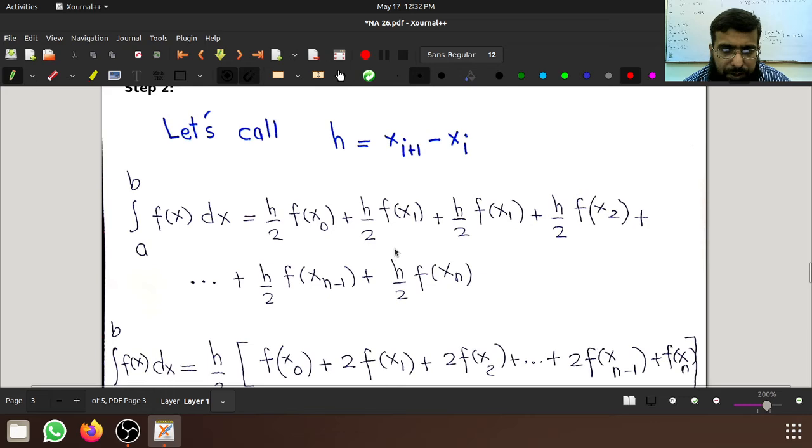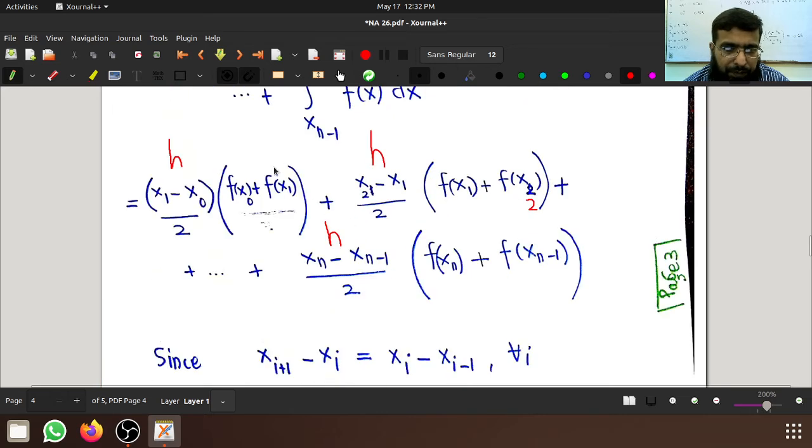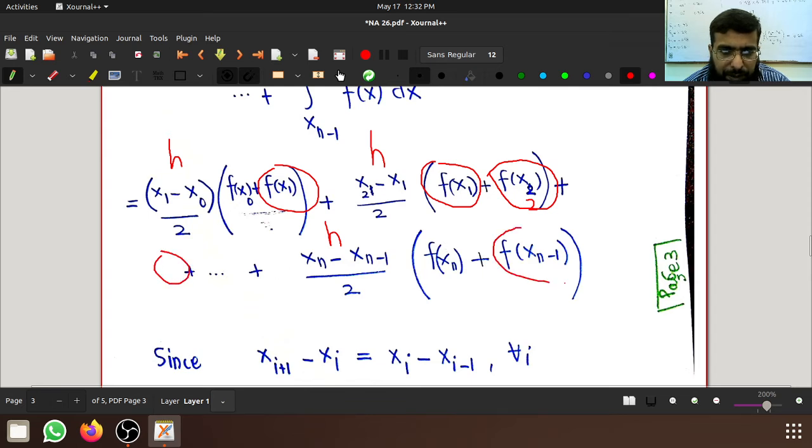But you see, we have an x1 term here, and an x1 term here. Why? Because we have x1 here as well as we have x1 here. So we have two terms of x1. Similarly, we have an x2 term here, and we will have an x2 term here. We have an xn minus 1 term here, and we will have an xn minus 1 term just before this term. But we will have only one term of x0 and only one term of xn.